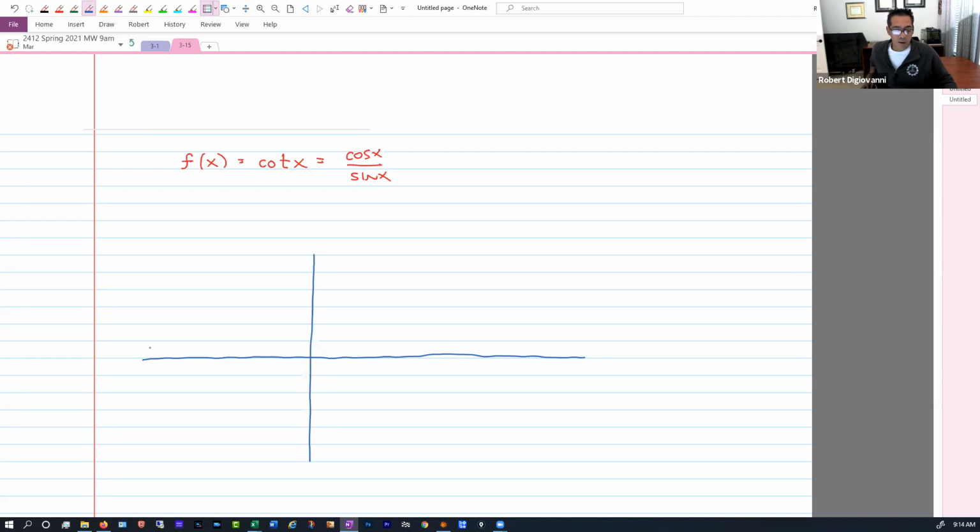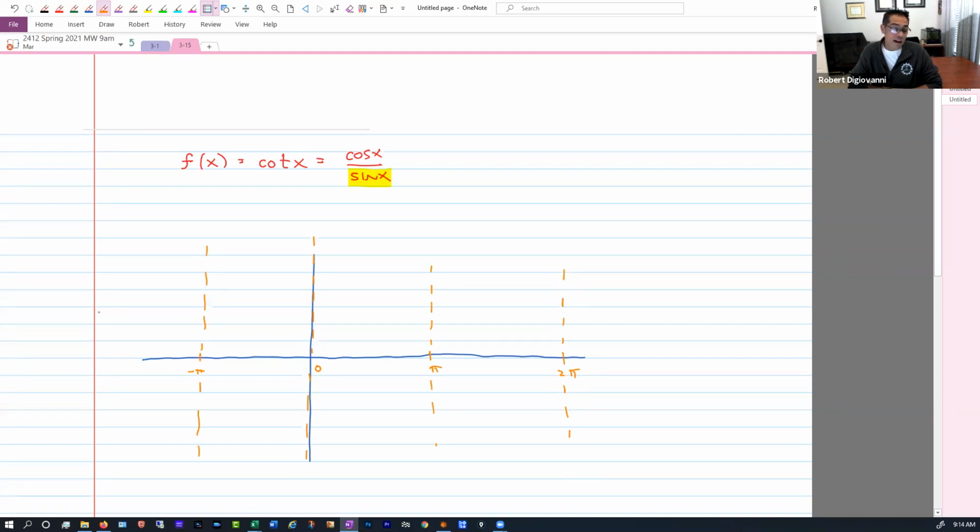Where would you have problems here? Where sine of x equals 0. Yeah, whenever sine of x is 0. And when is sine of x 0? At what places? 0, pi, and 2 pi. Sine is 0 at 0, at pi and at 2 pi. So I know I should have vertical asymptotes here. Good. Also, we could go backwards, negative pi, negative 2 pi, right? I could keep going.